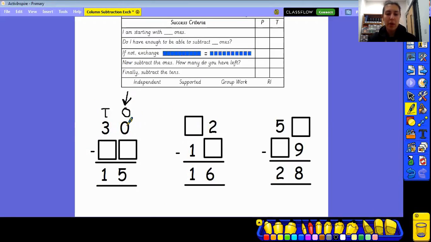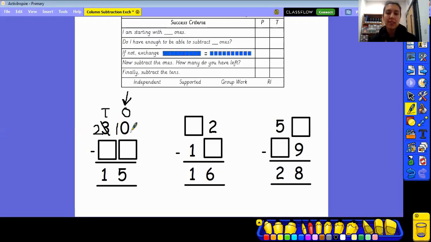So 0 take away something equals 5. Well, I know that that's not possible because I can't take anything from 0. 0 is the smallest number, so I can't take anything away from it to get to 5. So that must mean that I exchange one of my tens from here. So I'm going to take one of my tens, put it into my ones column, and then that leaves me with 2 tens.